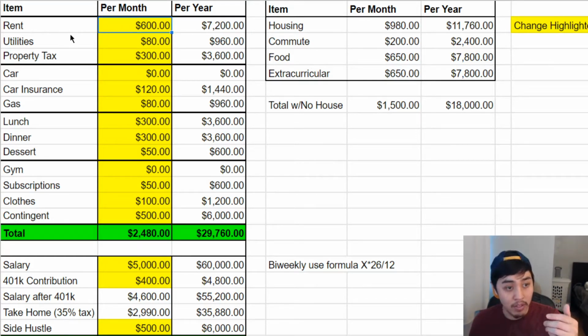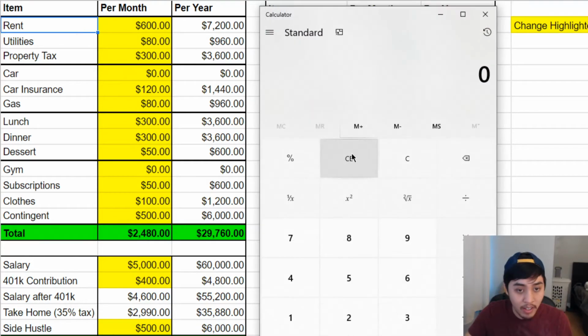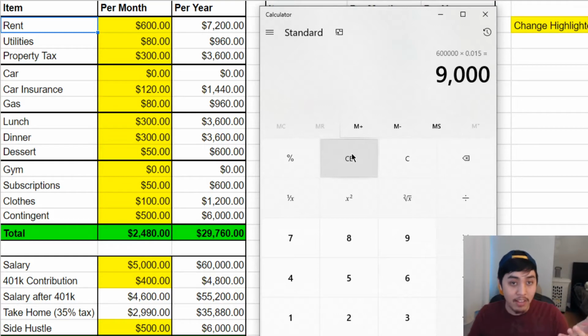So the first item you're seeing is housing. So it will be rent, utilities, and property tax. If you don't own your house, the property tax would be 0. But if you do, you should know how much you pay per year and just divide it by 12. So that'll be your monthly. Typically, it's like 1.5% of your house. So if your house costs $600,000, your property tax is 1.5% of that. So let me get a calculator. If your house is $600,000, times 0.015. So about $9,000 of property tax.